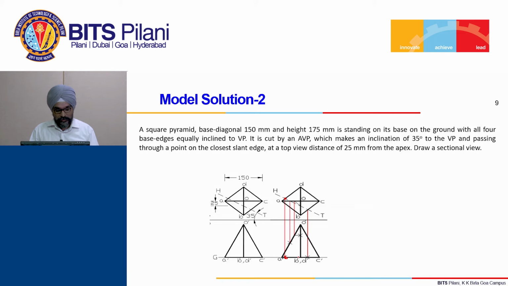So this is how we get it. Now, as I explained earlier, this portion of the slant edge, this whole portion, is assumed to be removed. Now this portion includes this base, so that means this portion will go away.